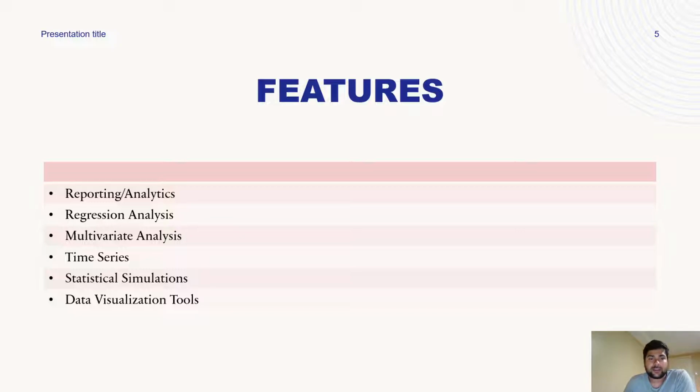We can do regression analysis, we can do multivariate analysis, we can also do time series, which is a very complicated model. So there are very few statistical analysis software packages which actually provide time series analysis in a very accurate manner. There are also some statistical simulations provided by these softwares, and lastly there are some data visualization tools which help us to communicate the information that we gain from all these analyses to people.